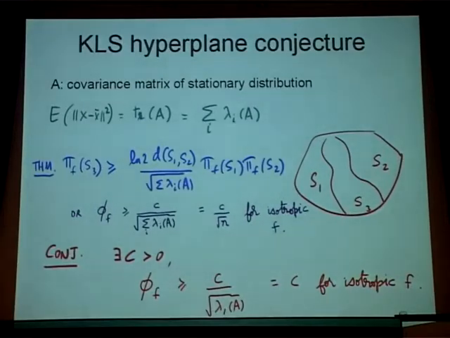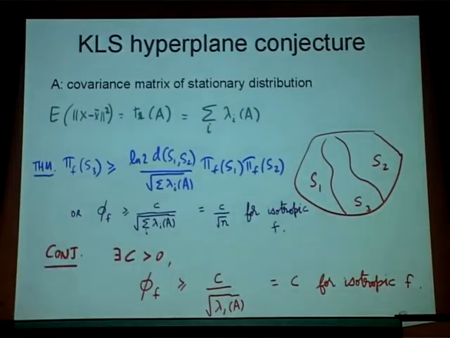Now I want to state my favorite conjecture due to Kannan-Lovász and Simonovits. It's an isoperimetric conjecture, so it's going to be of the same form. So if there's a stationary distribution, so let's say the uniform distribution on a convex body, and this distribution has some covariance matrix. I'm calling that A.